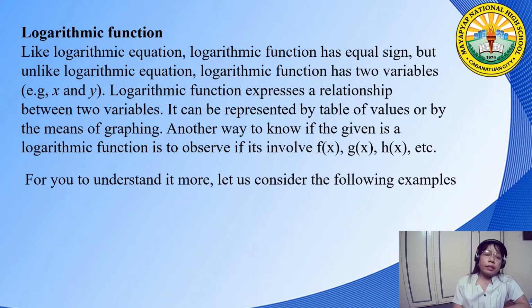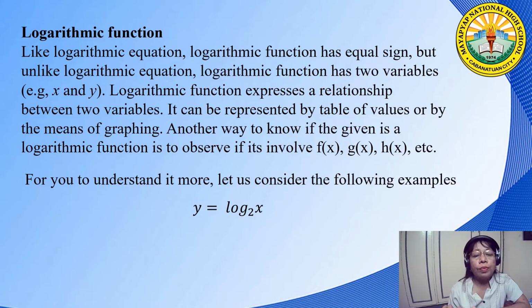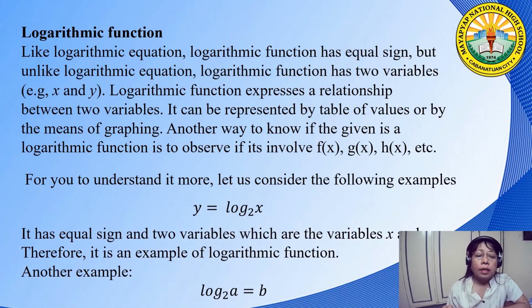So for you to understand it more, let us consider the following examples. y equals logarithm of x to the base 2. So there are two variables involved, we have the x and y, and it has an equal sign. Another example, we have logarithm of a to the base 2 equals b. So the variables involved are a and b.